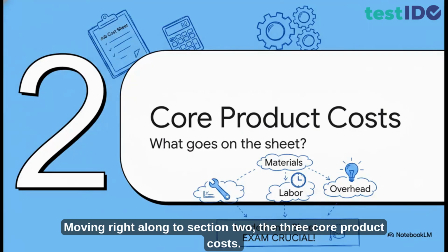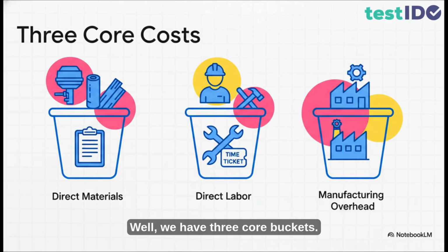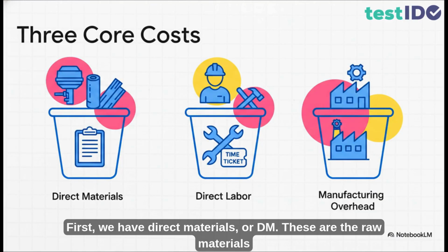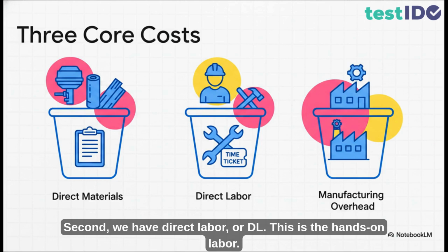Moving right along to section 2, the 3 core product costs. So what exactly gets loaded onto that sheet? Well, we have 3 core buckets. First, we have direct materials, or DM. These are the raw materials that can be directly and easily traced to your specific job. Going back to our custom yacht analogy, the fiberglass and the engine are direct materials. We track them super efficiently using a materials requisition form.